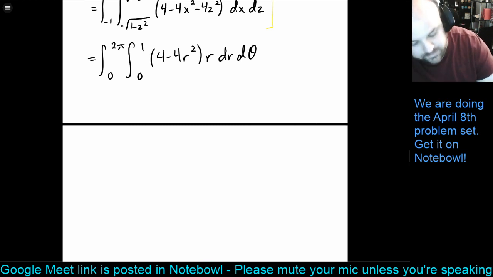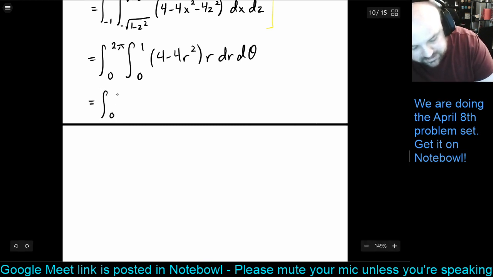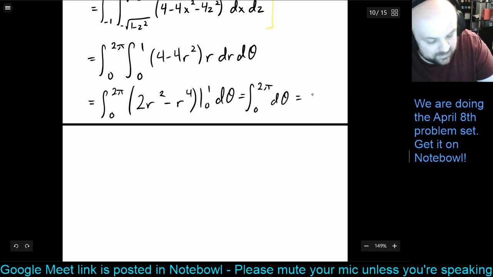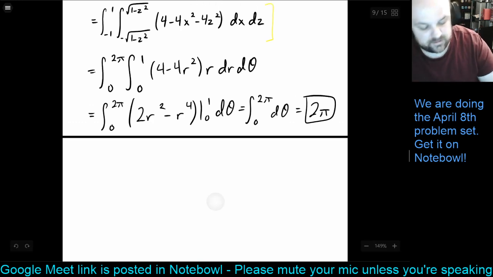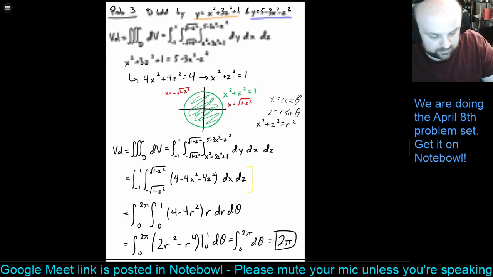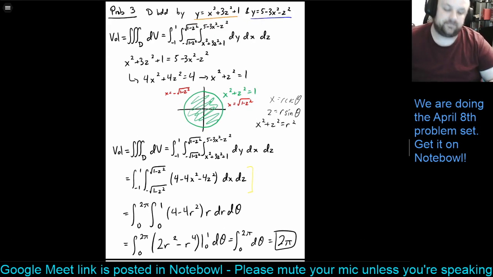All right. So let's integrate this with respect to r. That's going to be 4r, so 2r squared minus r to the 4th from 0 to 1, d theta, so that's 0 to 2 pi. This is just going to be 2 pi at the end of the day. So polar coordinates are quite a powerful thing to be able to use.